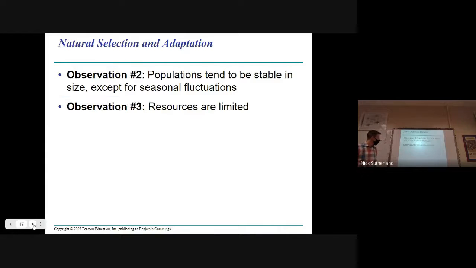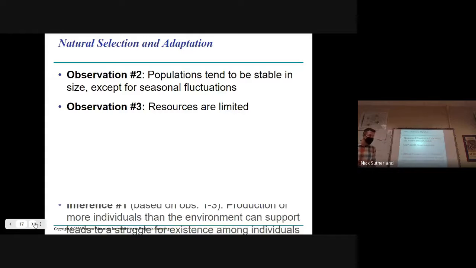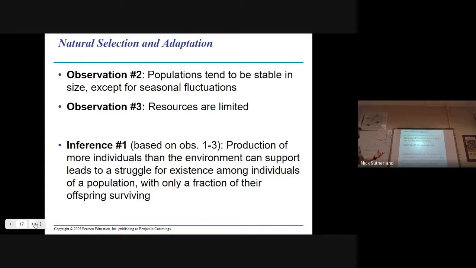Okay? And observation 3, resources are limited. So this led him to the idea that production of more individuals than the environment can support leads to a struggle for existence among individuals of a population, with only a fraction of their offspring surviving. So those first three observations: if the animals were left unchecked and could all reproduce, we'd have exponential growth. He noticed that doesn't actually happen in observation 2, and that there are also limited resources, which means there's some kind of struggle for survival.